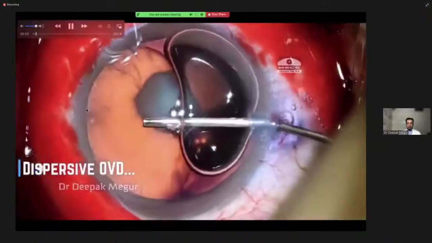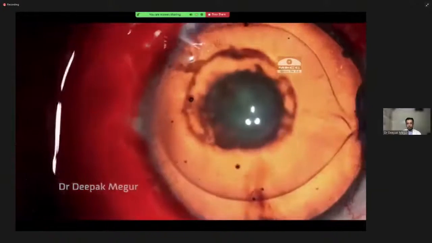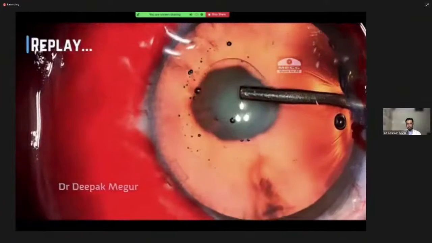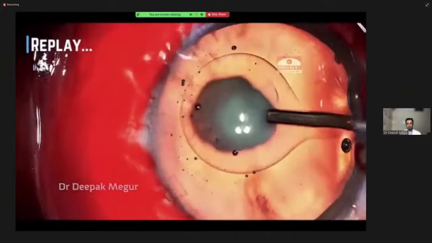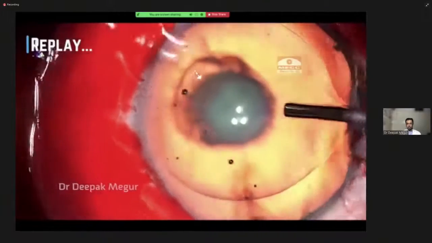I'm injecting OVD inside the eye. It's the usual amount, but I witnessed something very rare. I could see this posterior capsule rupture happening during OVD injection into the antechamber even before the anterior capsule was punctured. Well, I had not seen anything like this in my career.